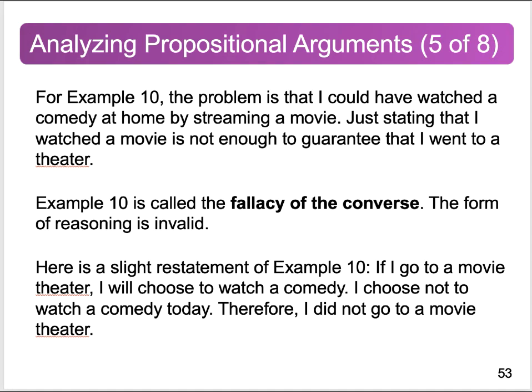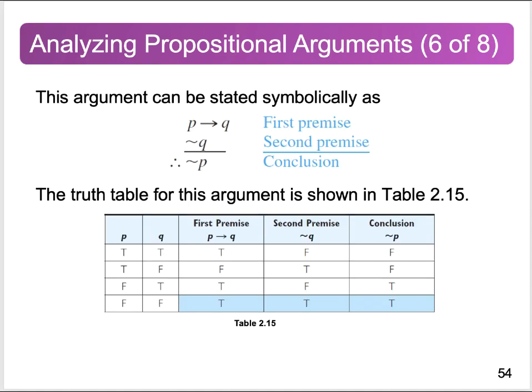We can also restate this example just a little bit. If I go to the movie theater, I will choose to watch a comedy. I chose not to watch a comedy today, therefore I did not go to the movie theater. Looking here, we have P implies Q, but then we have not Q. So if we look here for our first premise, P implies Q, we have true, false, true, true. Our second premise, not Q. Well, let's negate Q. We would get false, true, false, false.